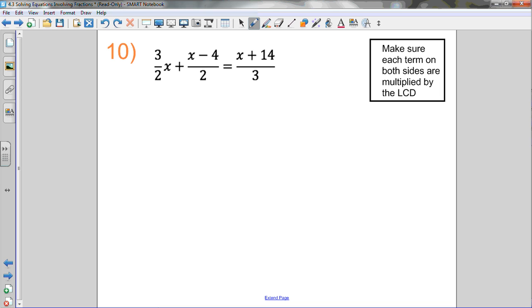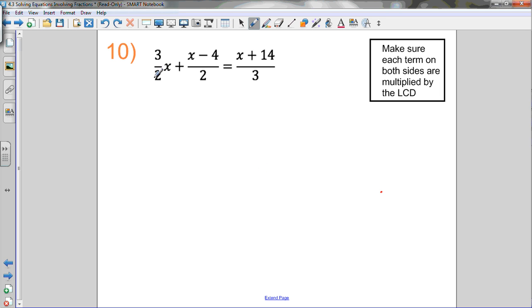Okay, this will be the last one that we do. For this one, I've got 3 fractions again. Step number 1, when you've got all these fractions, just get rid of your fractions by multiplying both sides of the equation by the lowest common denominator. And make sure you multiply each of the terms on both sides by the lowest common denominator.